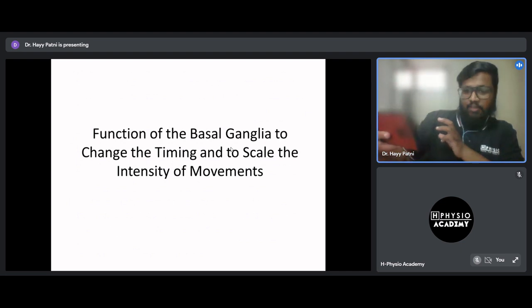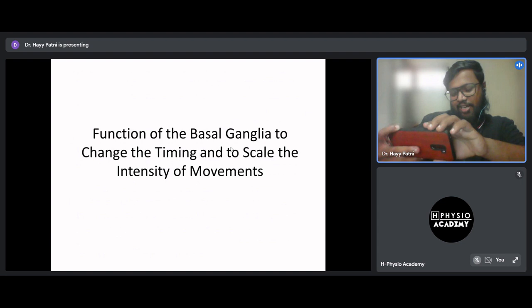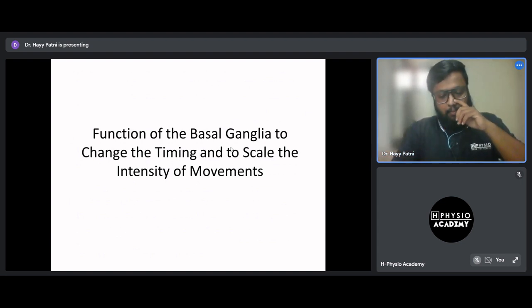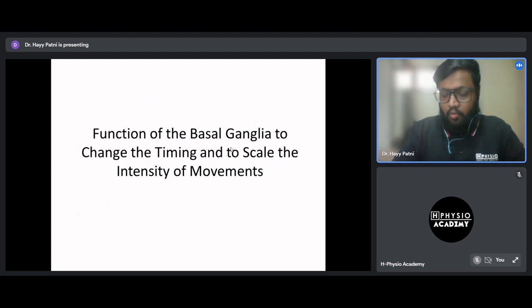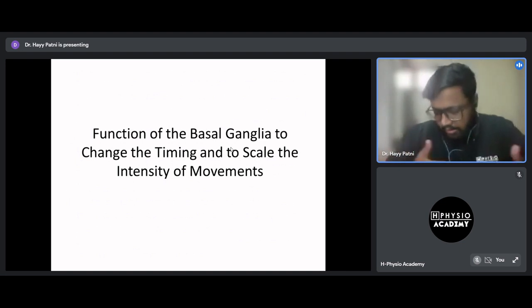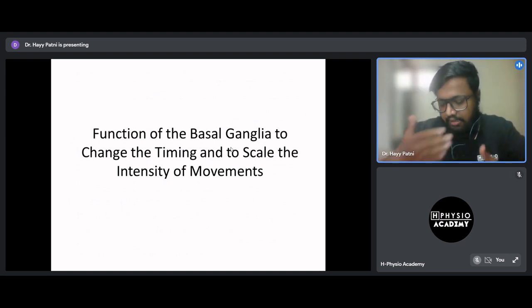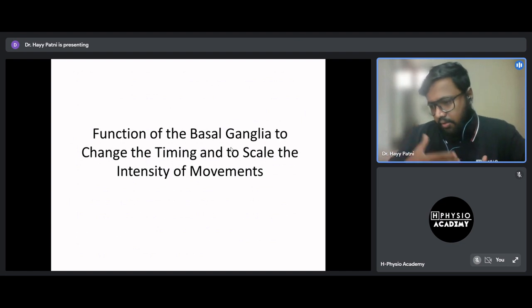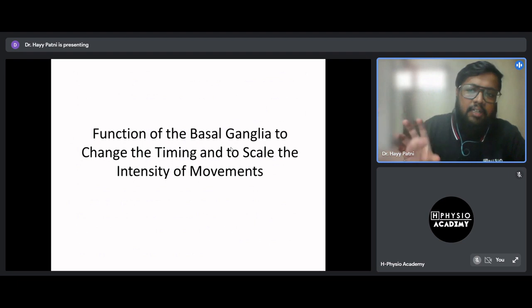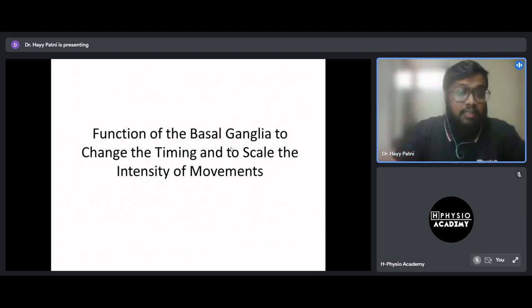So understanding that you right now are using your BG, all right? Good. The reason I'm saying this is to observe. First, observe your normal movements in terms of timing and scale, understanding the timing and sequencing. And when you have a patient with a basal ganglia pathology, you will start understanding and observing the symptoms accordingly as well.